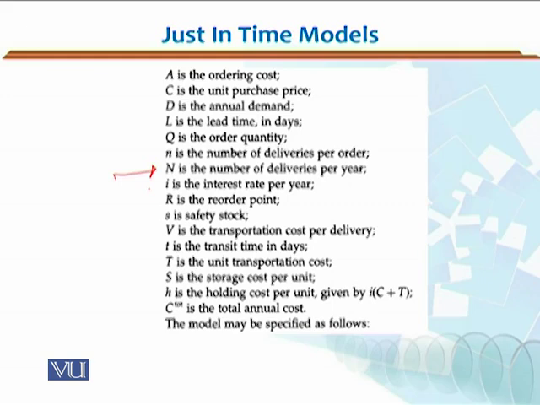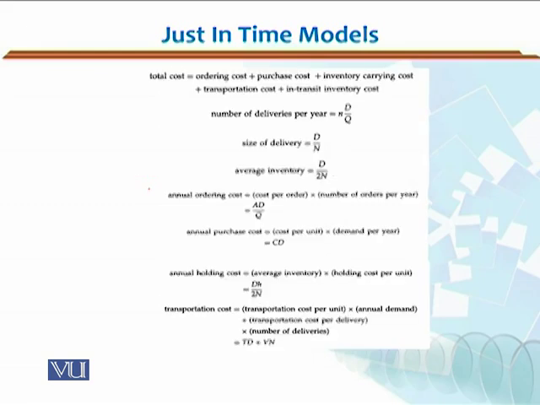Small h is the holding cost per unit, given by I, being the interest rate, into C plus big T. Big T is the transportation cost, the unit transportation cost. C total is the total annual cost, and now we can specify the model as follows.